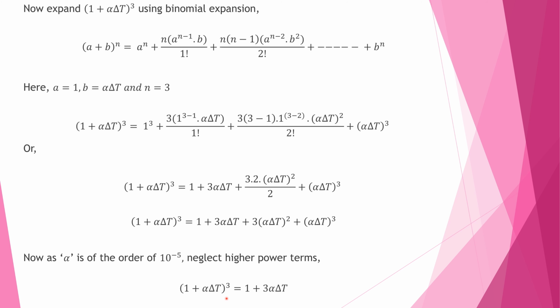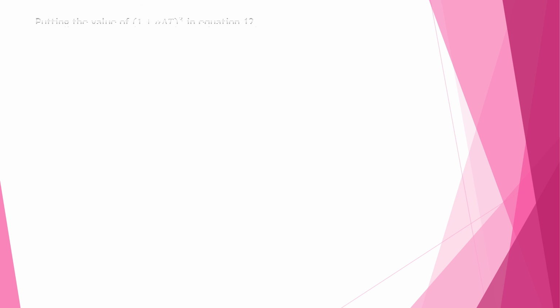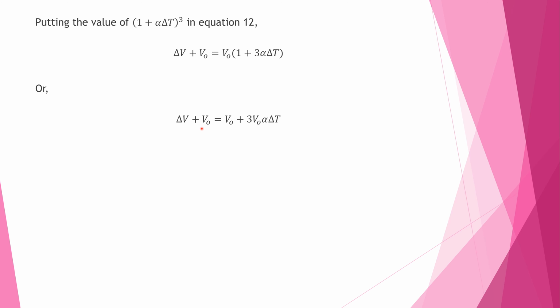What we do, we put the value of (1 + αΔT)³ in equation 12. Equation 12 changes to ΔV + V₀ is equal to V₀ into (1 + 3αΔT). So multiply V₀ by this bracket: ΔV + V₀ is equal to V₀ + 3V₀αΔT. This V₀ will cancel, and ΔV is equal to 3V₀αΔT.